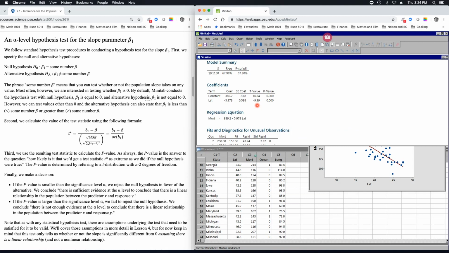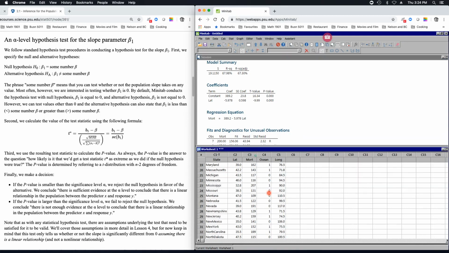Under our null hypothesis, the t-statistic has a t-distribution with degrees of freedom equal to the sample size minus 2. The sample size in this case is 49. And so 49 minus 2 is 47. So our test statistic under the null hypothesis has a t-distribution with 47 degrees of freedom.